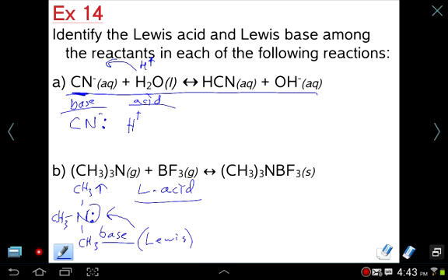So hopefully this idea has added to the richness of your understanding of acids and bases. And this concludes for us Lesson 5 of Chapter 16.